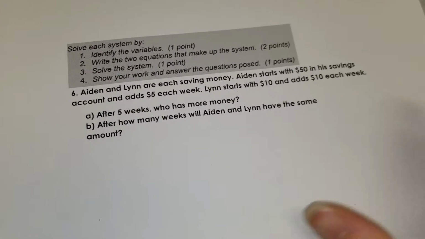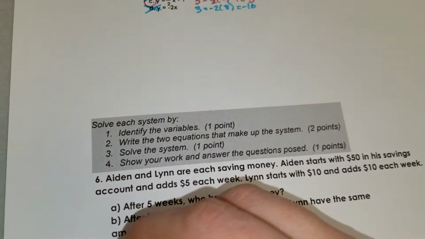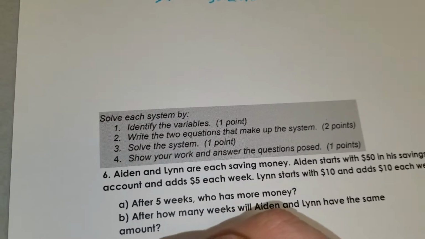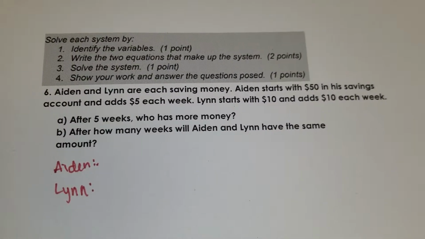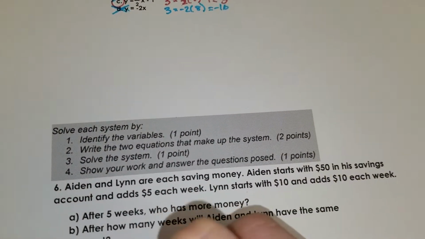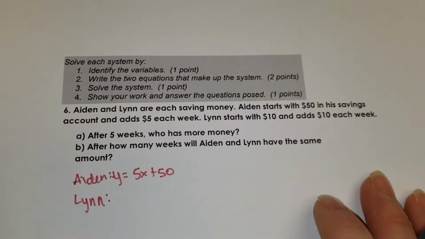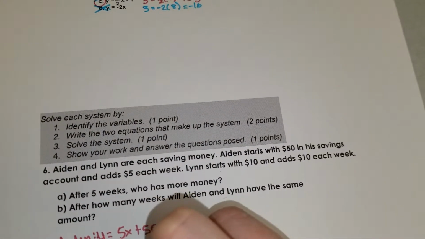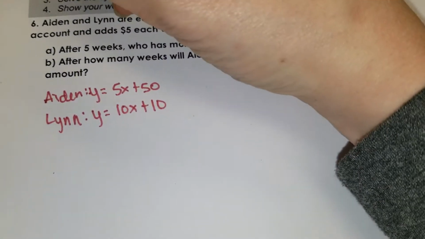So I would always just start with writing the two equations. We have Aiden and Lynn. So Aiden, and use your notes, that's why we took them. Aiden's equation and Lynn's equation. It says Aiden has $50 in his savings account and adds $5 a week, so Aiden's equation is 5x plus 50. Lynn starts with $10 and adds 10. You can't mess this one up, I guess. 10x plus 10.